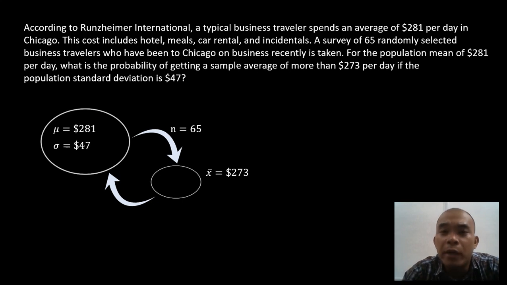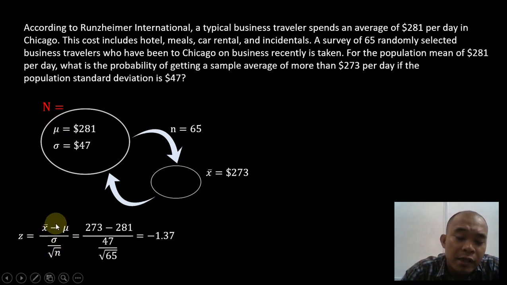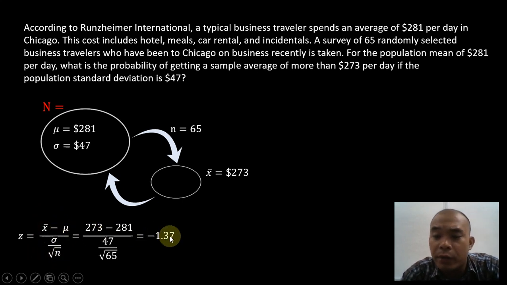And then what is the formula that we're going to use? Since the population standard deviation is given and the population size is not given, we're going to use this formula here. Just simply encode the values here, and then solve using your calculator. That's negative 1.37.